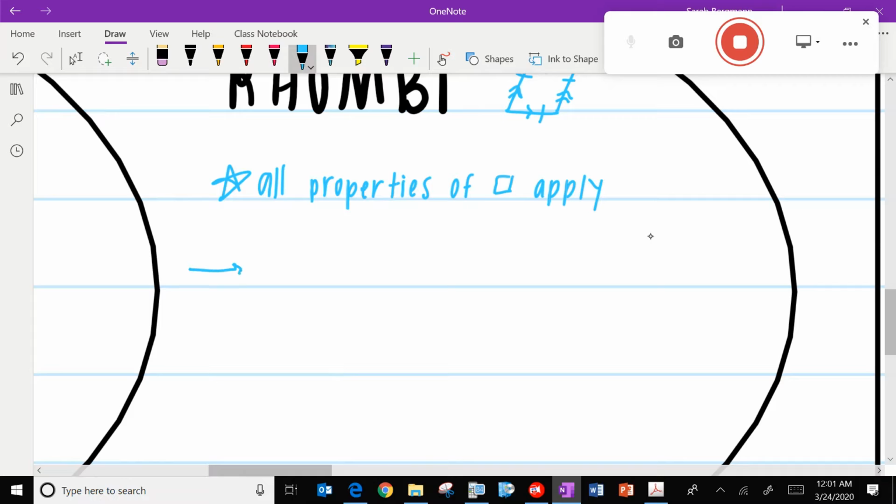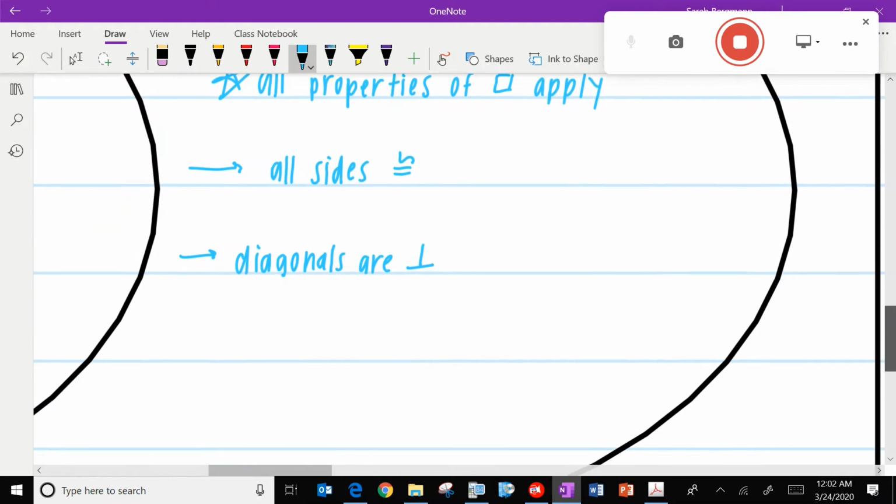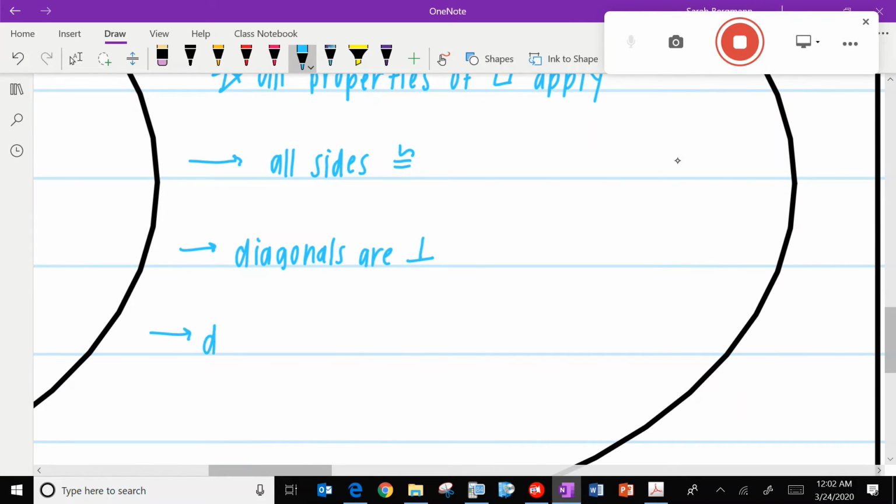But they also have these additional properties. All sides are congruent. All 4 sides. The diagonals are perpendicular. And the diagonals bisect opposite angles.